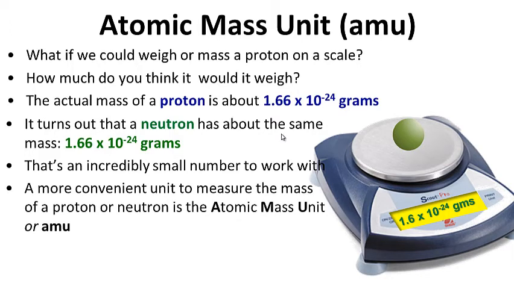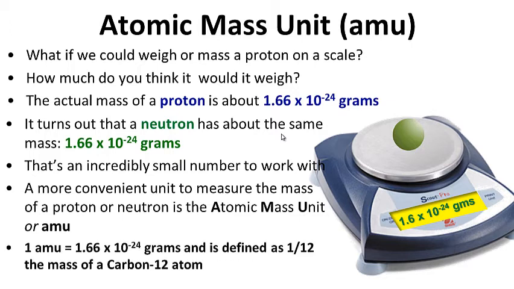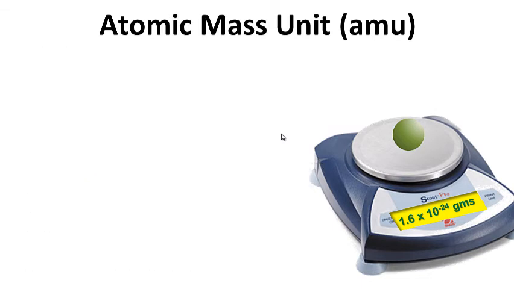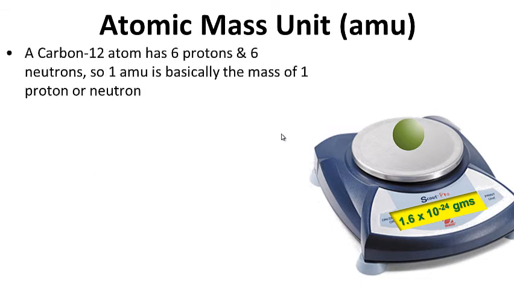A more convenient unit to measure the mass of a proton or neutron is the atomic mass unit, AMU. 1 AMU, 1.66 times 10 to the negative 24th grams, is defined as 1/12 the mass of a carbon-12 atom. A carbon-12 atom has 6 protons and 6 neutrons. So 1 AMU is essentially the mass of 1 proton or neutron.